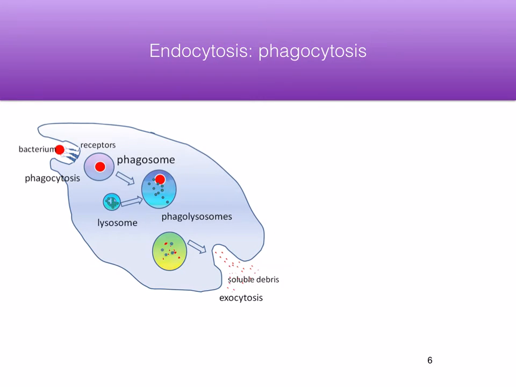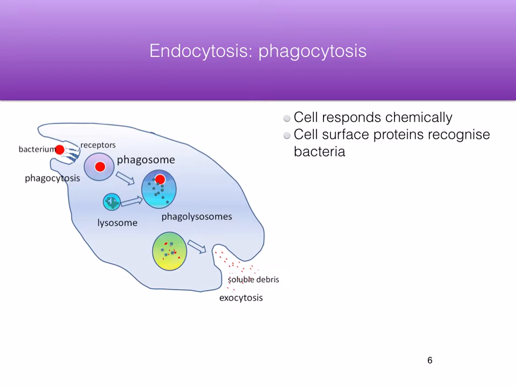Let's have a look at the different steps in phagocytosis. Phagocytosis is the bulk transport of solid material. The cell responds chemically to food or bacteria and it moves towards it. The cell surface proteins recognize and attach to the food or bacteria. Then you've got pseudopodia, which extend around the bacteria. They look like arms, cytoplasmic arms. This involves microfilaments and ATP.